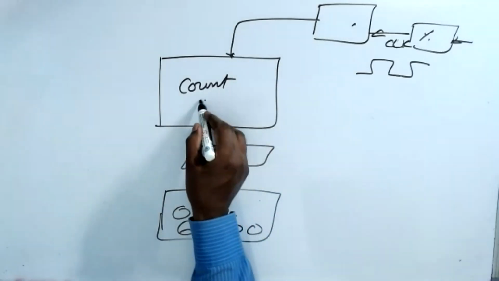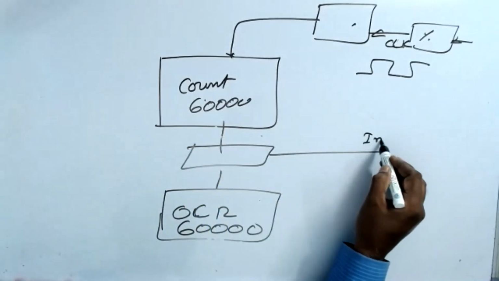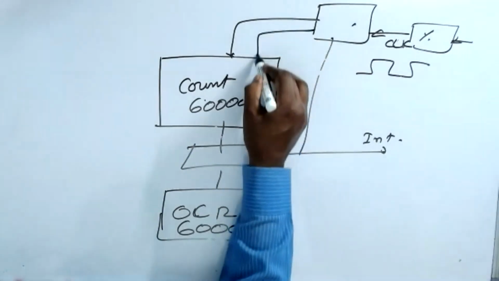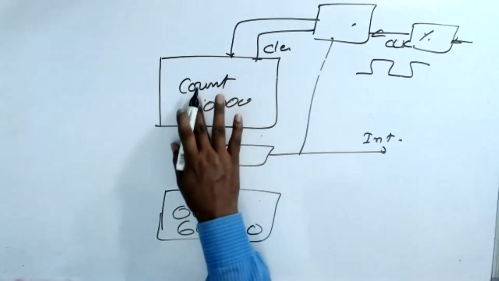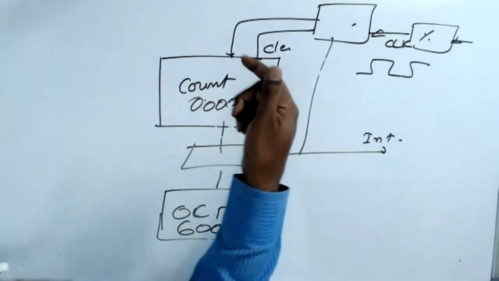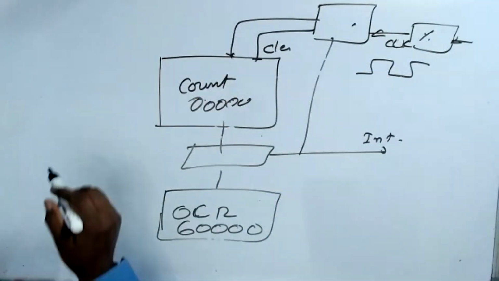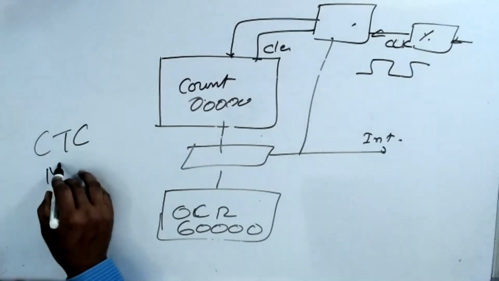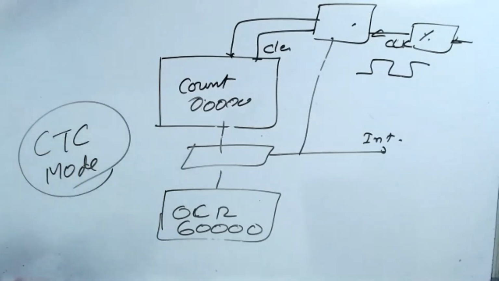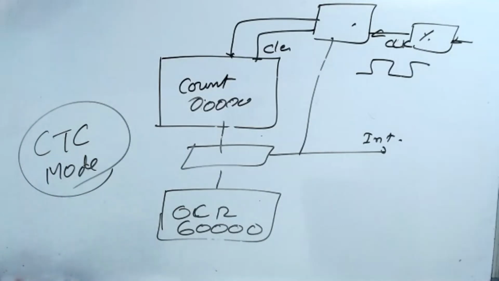When the clock comes and the count reaches 60,000, this will give you the interrupt. Also, at that point it gives a clear signal, and the count becomes 0. Once it reaches 60,000, it starts counting once again from 0 to 60,000. That is the mode we have selected, called CTC mode. Clear on count. Clear timer count. That's it, CTC.